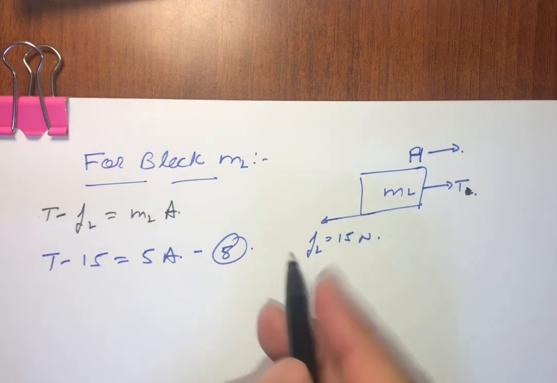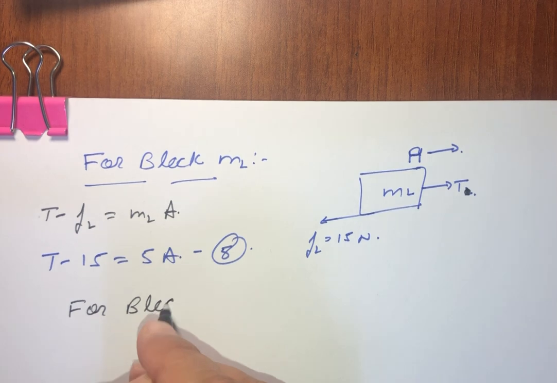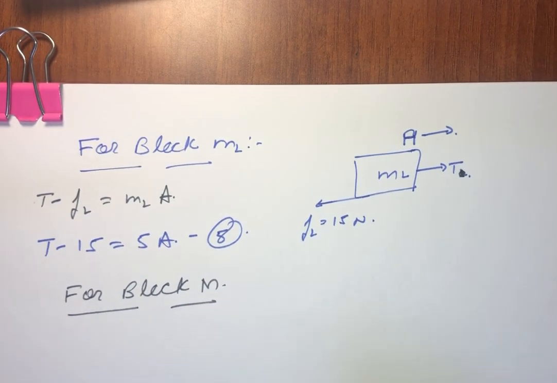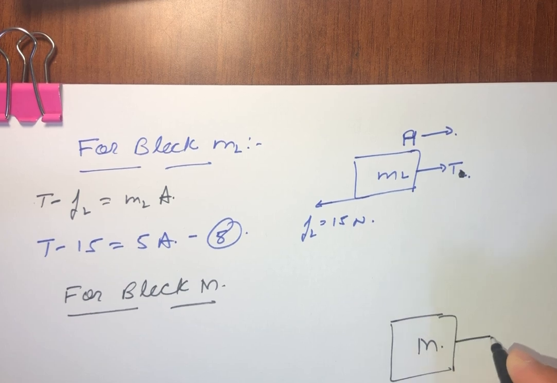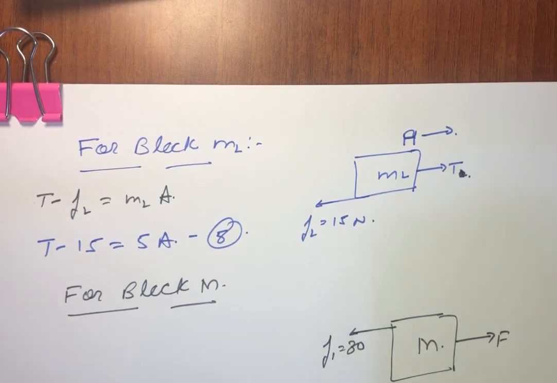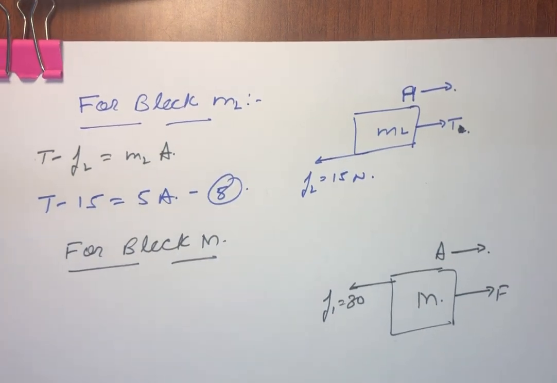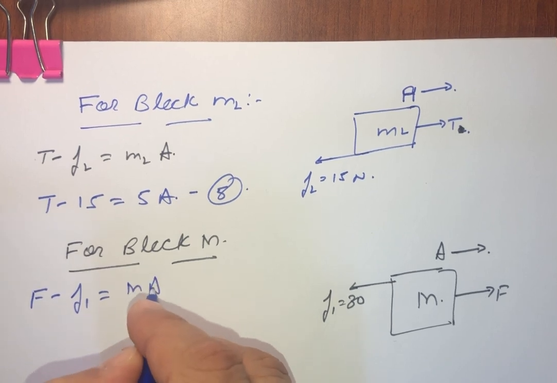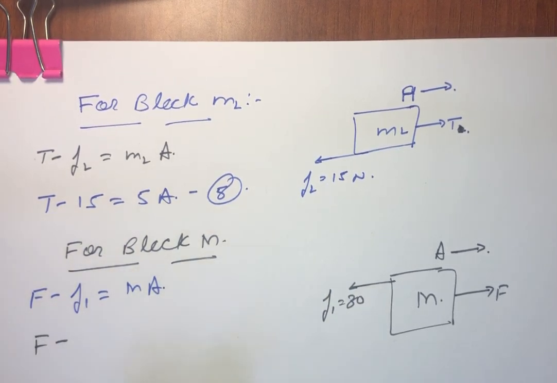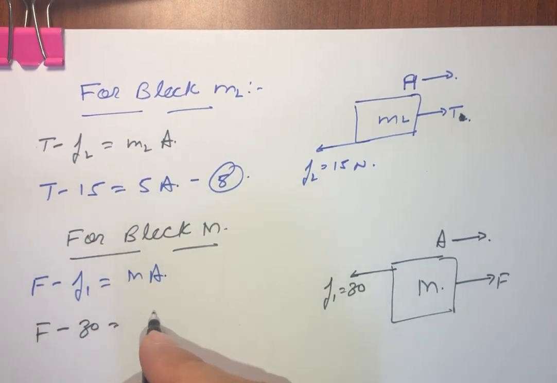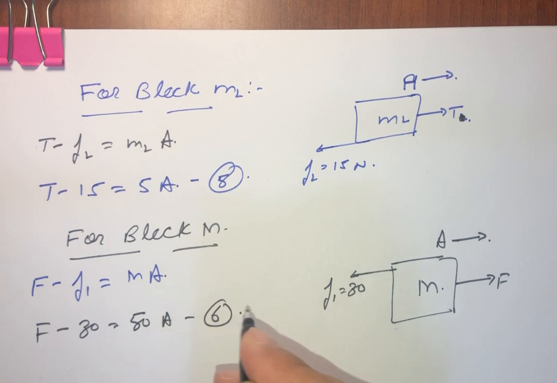Now we draw for block capital M. So this is our block capital M. Okay, force F is being applied, and there will be here F1, which is equal to 30, and it is traveling with acceleration A. So we can say F minus F1 will be equal to M A. So we can say F minus F1, which is our 30, equals capital M, which is given as 50, into A. That is equation number 6.